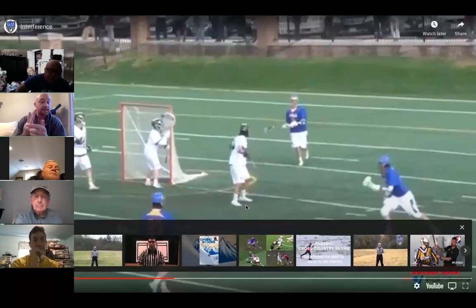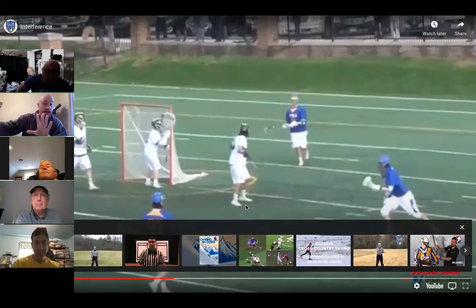I think we have to look at a stick check in 2 scenarios. Number 1, did it impede his movement? That's the biggest one. Did the check that he does impede his movement? If no, we let it go. If it's to the stick, let it go. If it's to the body, this is where we need to be active and say, hey, number 6, back off. Let him run, let him run, let him run.